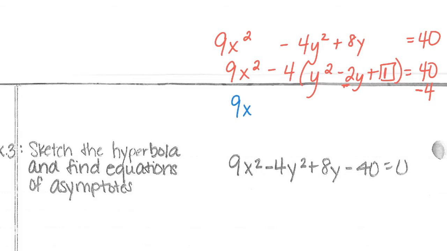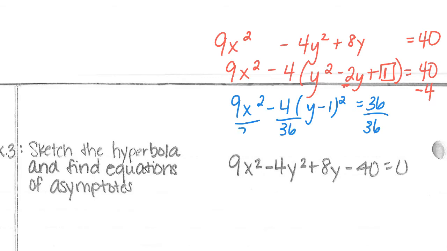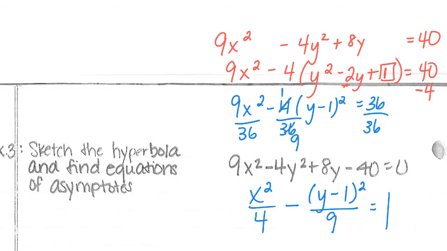So we end up with 9x squared minus 4 times y minus 1 quantity squared equals 36. When I divide to make that equal to 1, I get x squared over 4 minus y minus 1 squared over 9, because these reduce to be 1/9, is equal to 1. So it tells me to sketch it. I know that the center of this graph will be at 0, 1. So 0, 1 is going to be here, right?